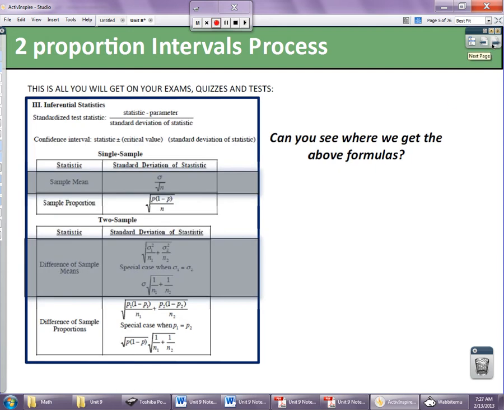Okay, so keep in mind that this is all you're going to get on your exams and quizzes. We have not talked about mean yet, so I have kind of blocked that out for now. But you are still going to get that same formula. Notice here it's statistic plus or minus critical value times the standard deviation of the statistic. When you're doing two proportions, you have to find the difference. And this formula should look familiar from the top of the page. And then, of course, this should look also familiar. Just the wording is going to be a little bit different for two proportions. Okay? All right.